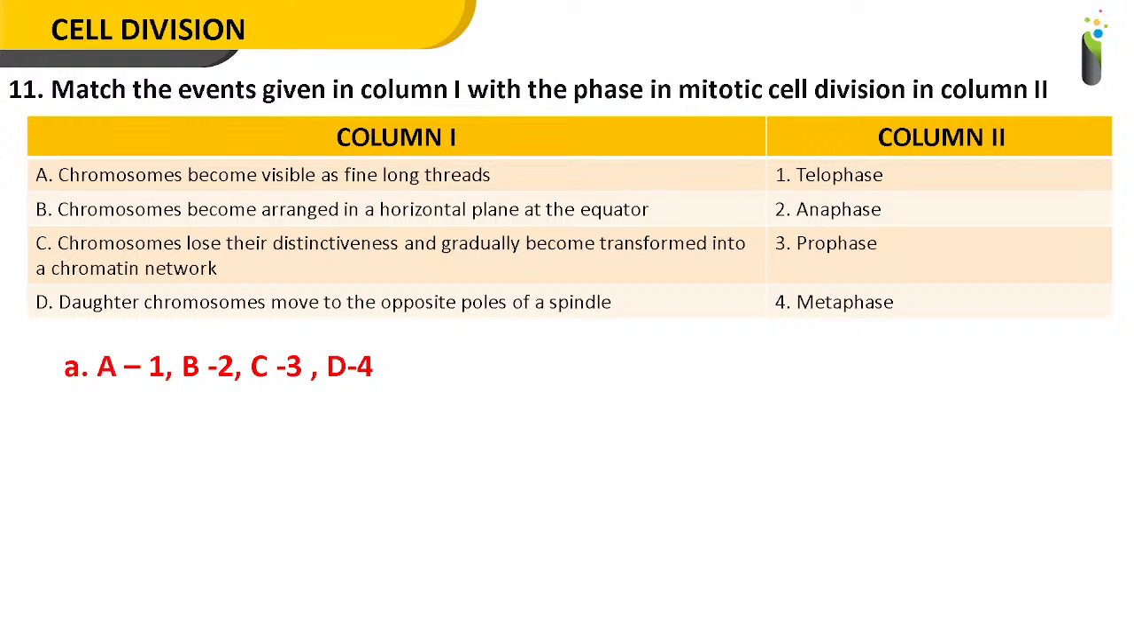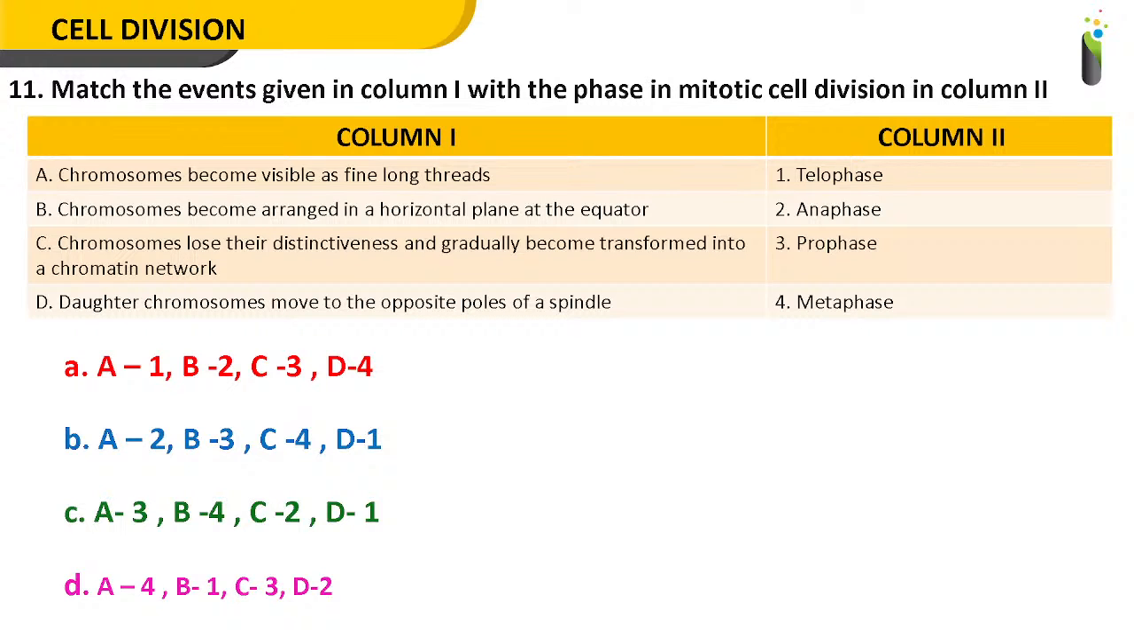And your options are A, in which we have A1, B2, C3, D4. B, A2, B3, C4, D1. Option C, in which A3, B4, C2, D1. And option D, A4, B1, C3, D2. So what should be the answer for this question number 11? You can have a look on the screen, read it carefully, and then answer.